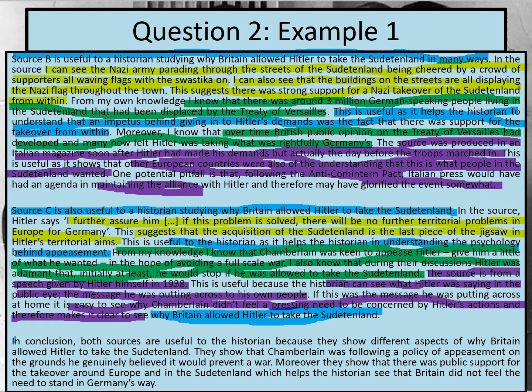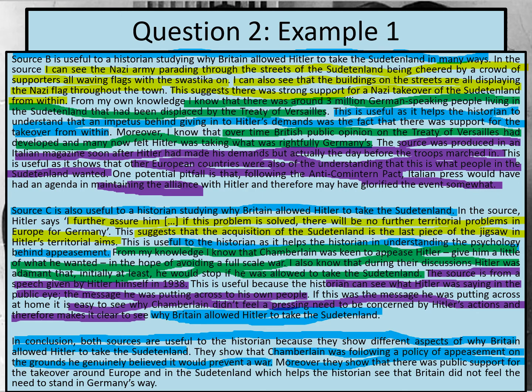In conclusion, both sources are useful to the historian because they show different aspects of why Britain allowed Hitler to take the Sudetenland. They show that Chamberlain was following a policy of appeasement on the grounds that he genuinely believed it would prevent a war. Moreover, they show that there was public support for the takeover around Europe and in the Sudetenland, which helps the historian see that Britain did not feel the need to stand in Germany's way.